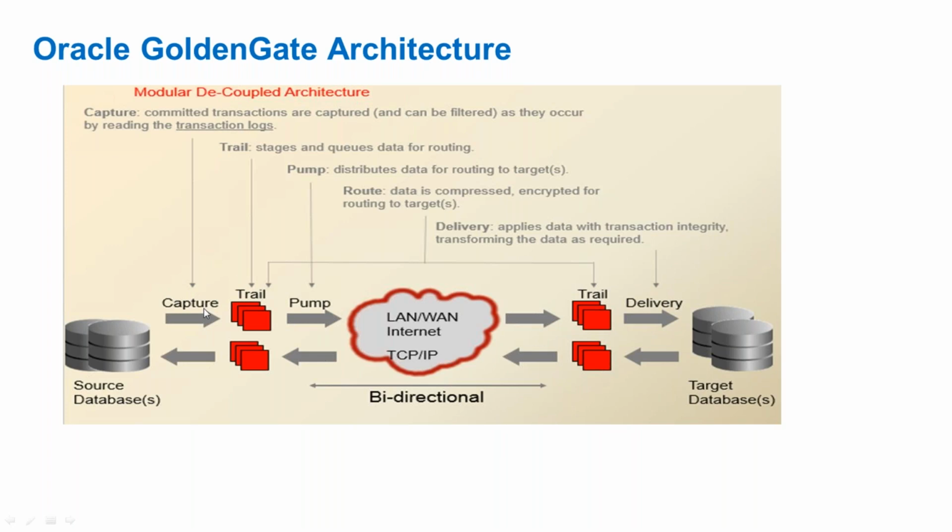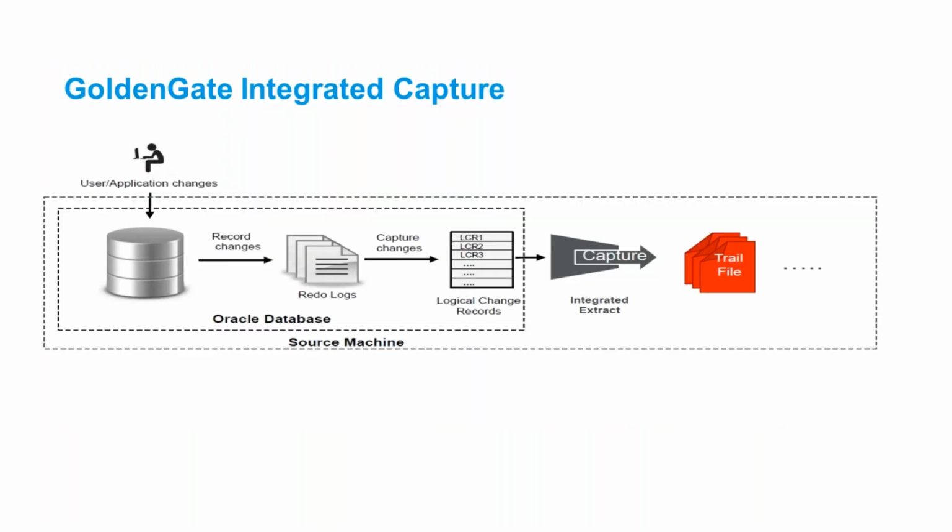In classic architecture, you have capture, pump, and delivery. Now inside classic architecture, you have integrated extract and classic extract. In classic extract, what happens is the classic extract connects to the source database directly. However, when you configure the integrated capture inside classic architecture, or inside microservices, it works in the same way.